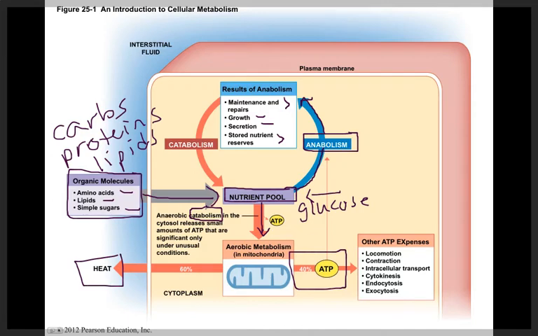As a matter of fact, 40% of the energy gained would be ATP, 60% of the energy would be lost as heat. The ATP is needed in the cell for several different things. The cells need ATP for locomotion, for contraction, for intracellular transport, for cytokinesis, endocytosis, and exocytosis. These are a lot of the physiological mechanisms that we've seen all semester.